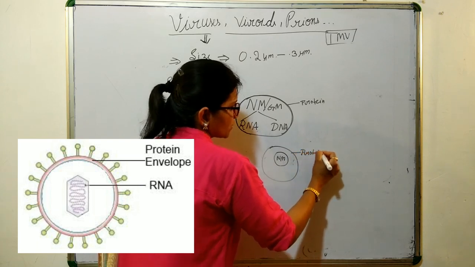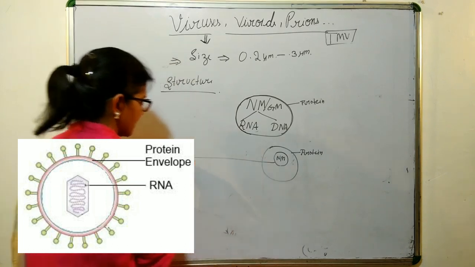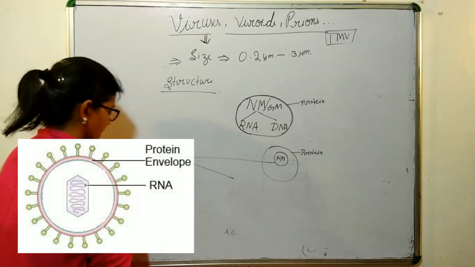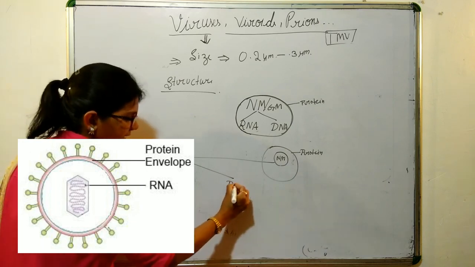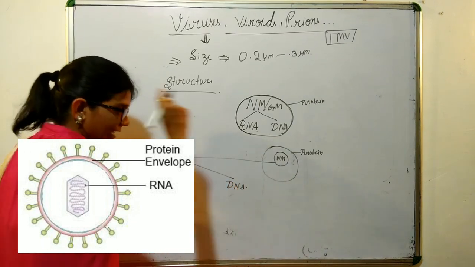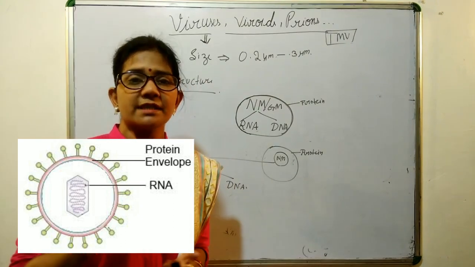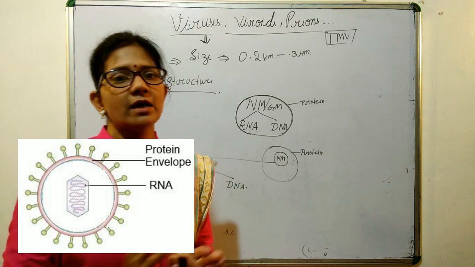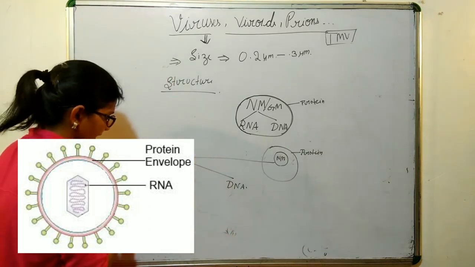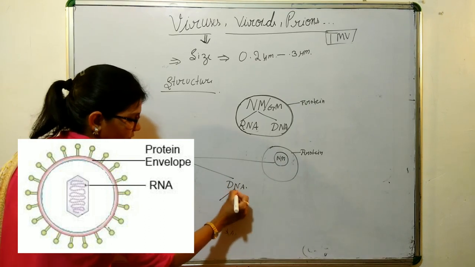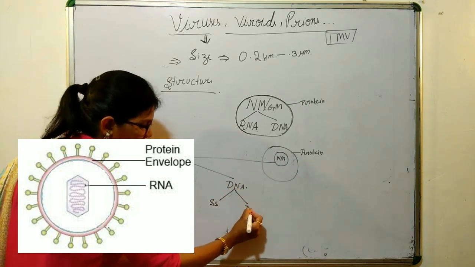Okay, so let's see one by one. Nucleic material can be RNA or DNA. Keep in mind, both DNA and RNA can't be present in a virus. Either RNA or DNA will be present. Now this RNA and DNA can be of two types: single stranded or double stranded.